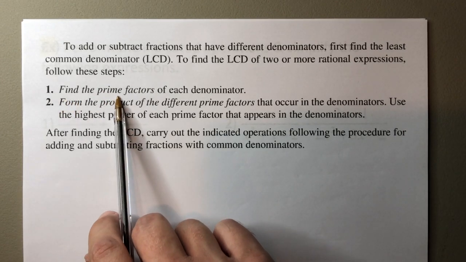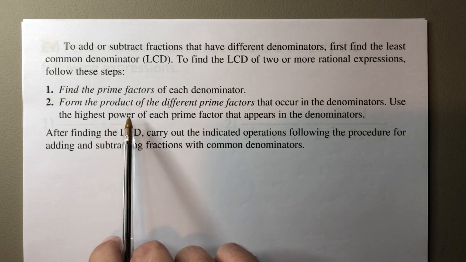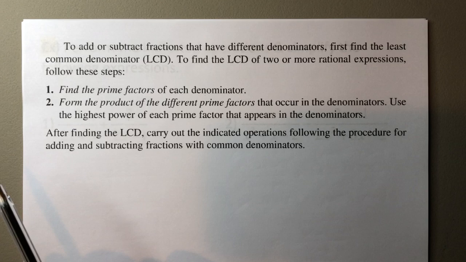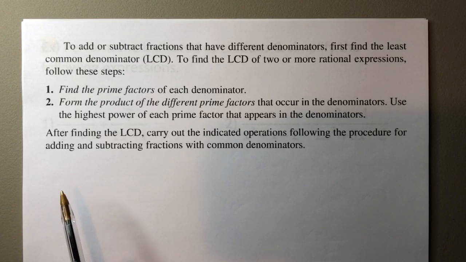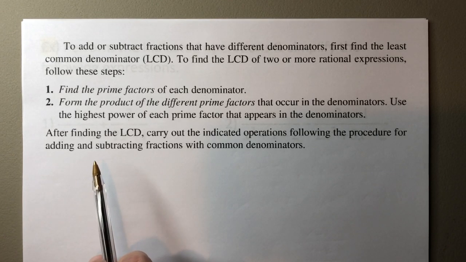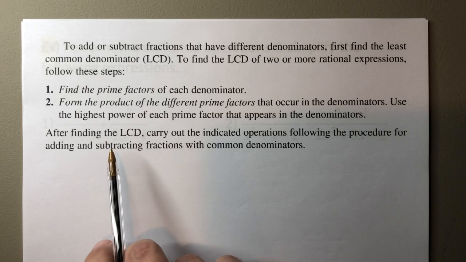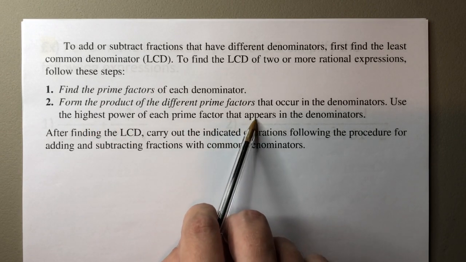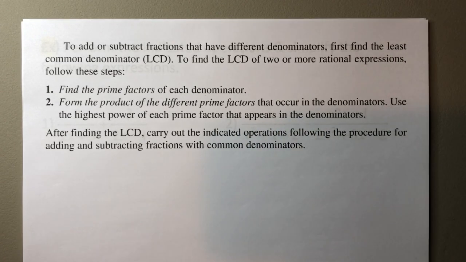You're going to find the prime factors of the denominators, and then you're going to use what? What actually makes up the LCD? Well, it's the product of all of the prime factors. So what does that mean? Well, you're going to use the highest power of each prime factor that appears in the denominators.